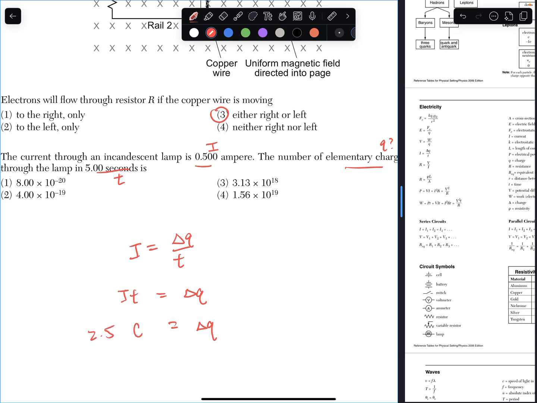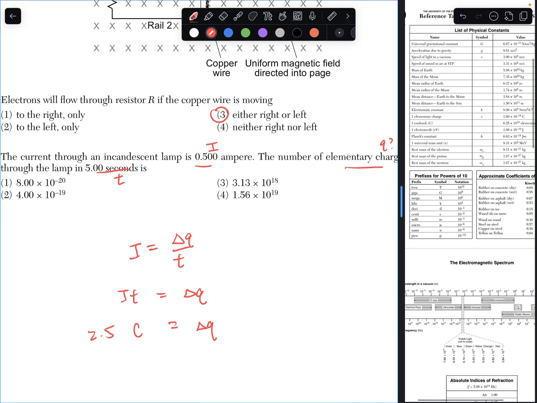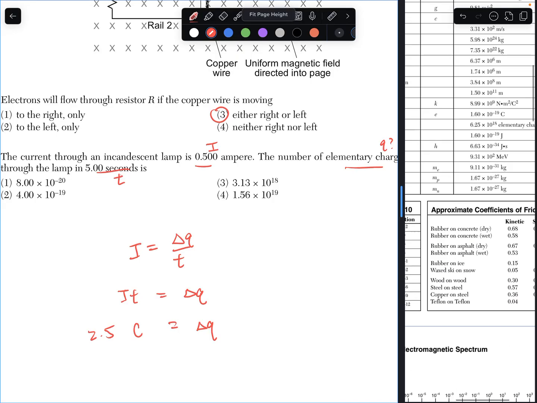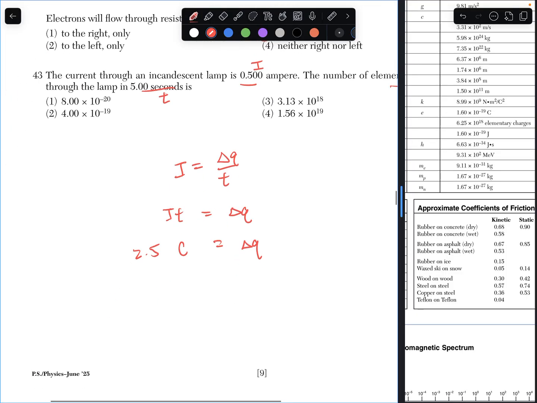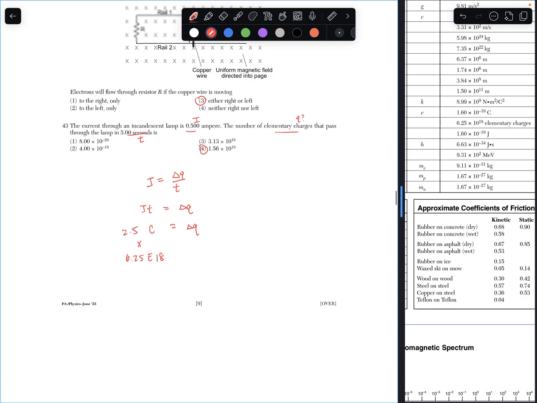Now we have to convert it into elementary charges. So let's look at one of the constants here. 1 coulomb is equal to 6.25 times 10 to the 18 elementary charges. So I will multiply it by 6.25 times 10 to the 18 power to find the number of elementary charges. That would give us 1.5625 E19, so this would be choice 4.